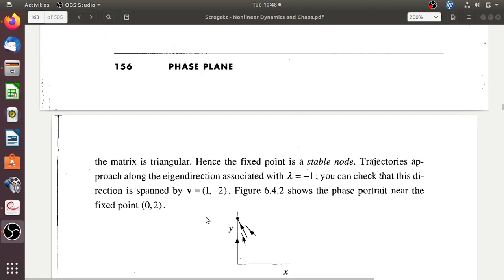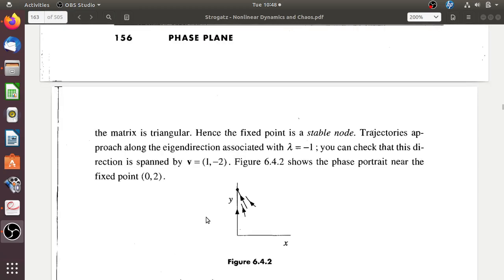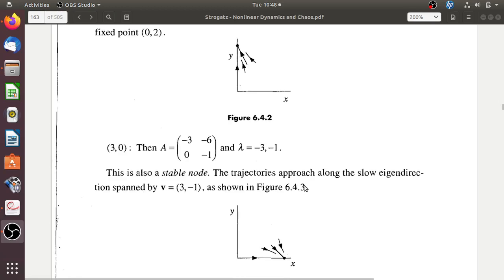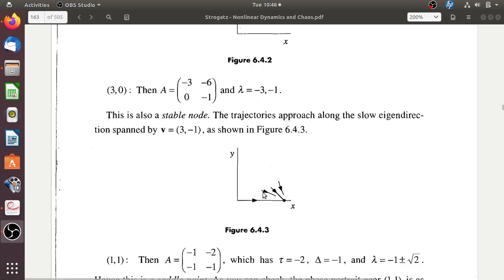Similarly, if we do this for the other fixed point, we get this A matrix, and once again the eigenvalues are negative. So this is also a stable fixed point, and everything is going to get attracted to it. Initially there will be a trajectory which directly approaches this point, with this direction.